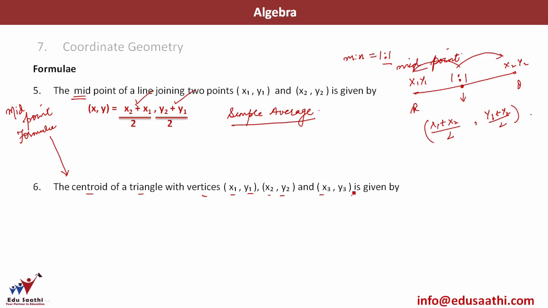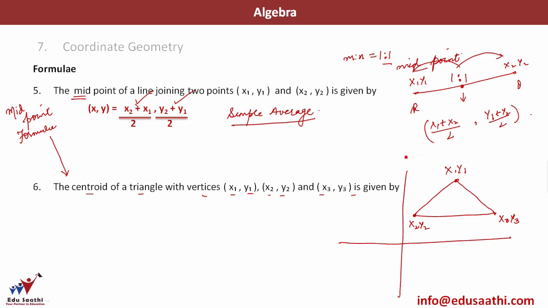Now if you look here, I have a triangle. Now a triangle is composed of three sides. The coordinates of this point are (x1, y1), the coordinates of this point would be (x2, y2), and the coordinates of this point would be (x3, y3). It could be a triangle like this, or in any case, this could be the y-axis and this could be the x-axis. I'm just taking an example of a triangle.